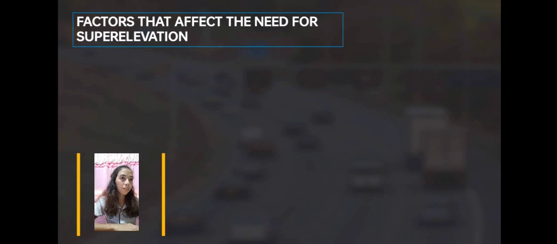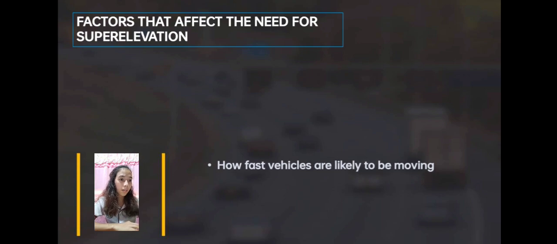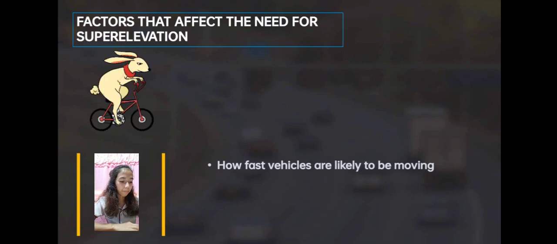Next are the factors that affect the need for super elevation. Number 1 is how fast vehicles are likely to be moving. Slower moving vehicles might slide down the slope of a curve on a wet or icy road. However, fast moving vehicles might result in hydroplaning.